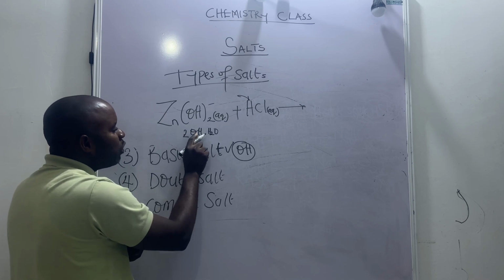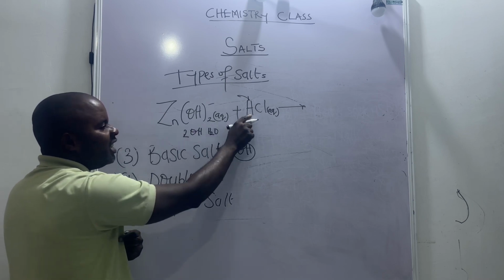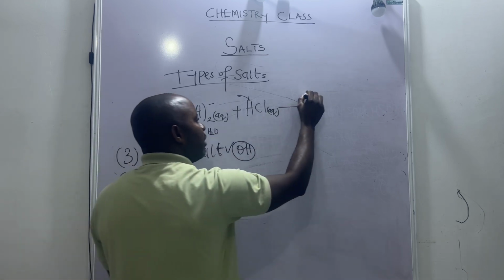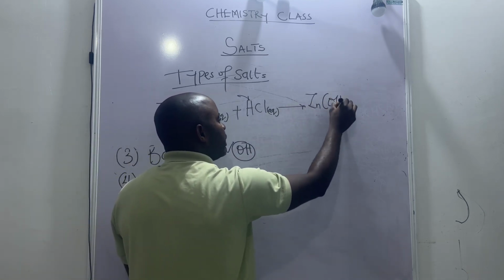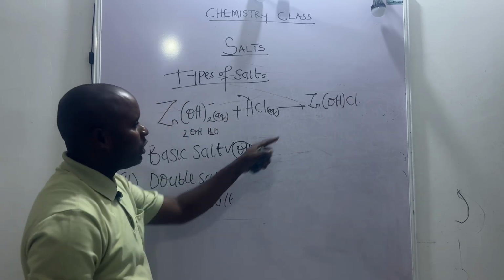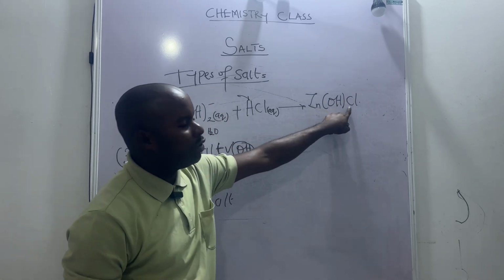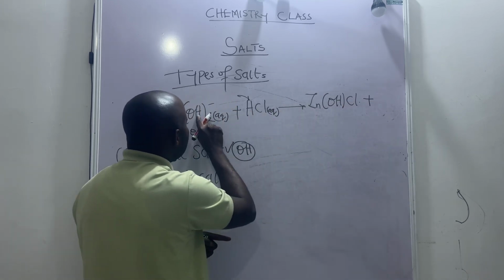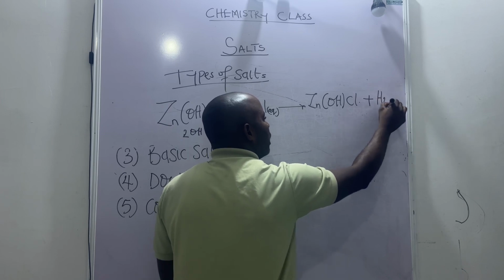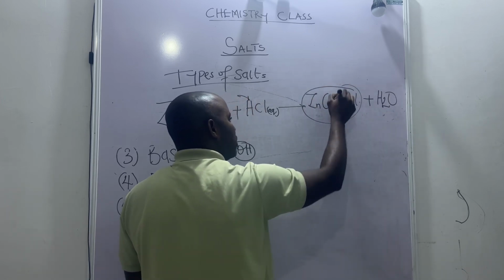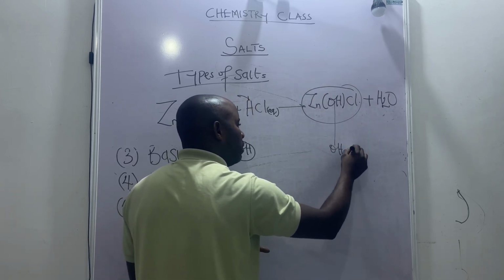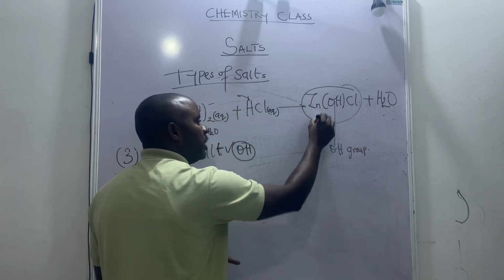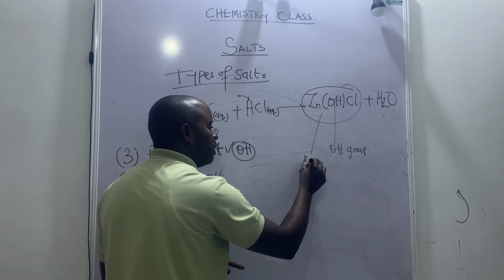So then we are left with one OH. Since this acid is insufficient, this OH will remain attached to the compound. We are going to have zinc hydroxide chloride, or zinc chloride hydroxide, formed at the end, plus one of these hydrogens attached to this OH to give the water molecule. So in a multiple choice question, whenever you see an OH group in a given compound of neutralization, this kind of salt is known as what? Basic salt. Basic salt.